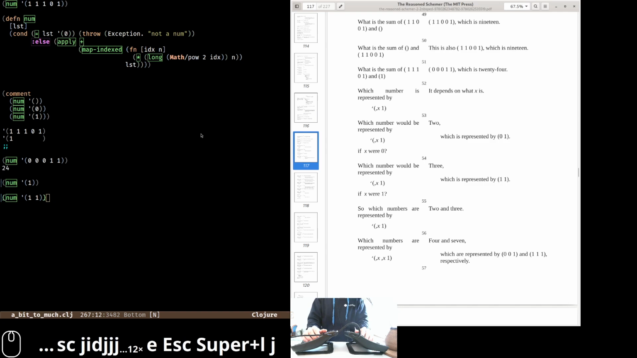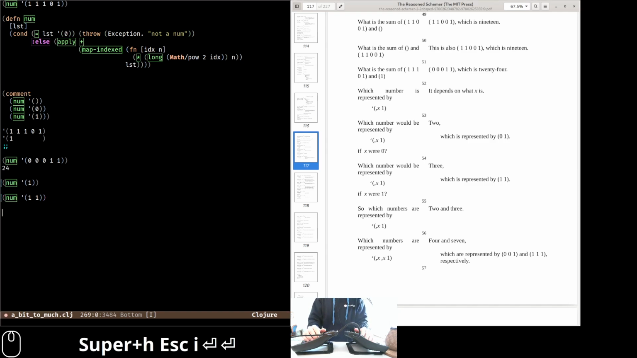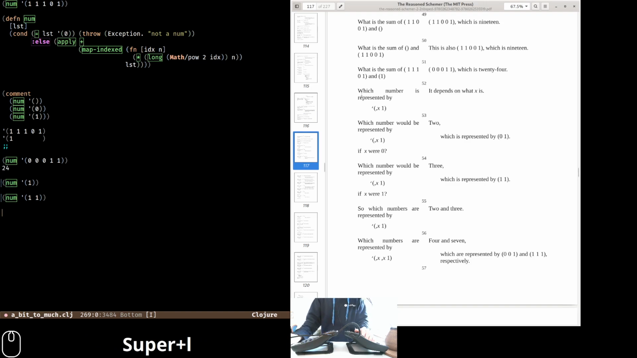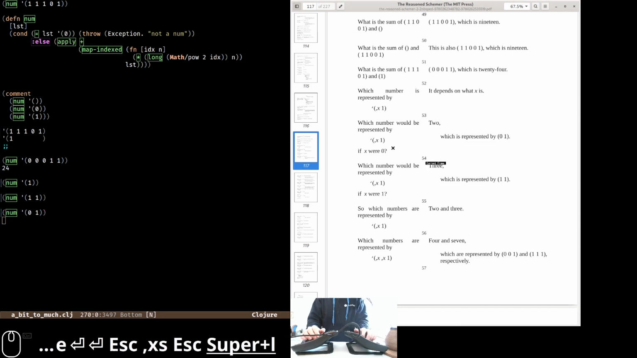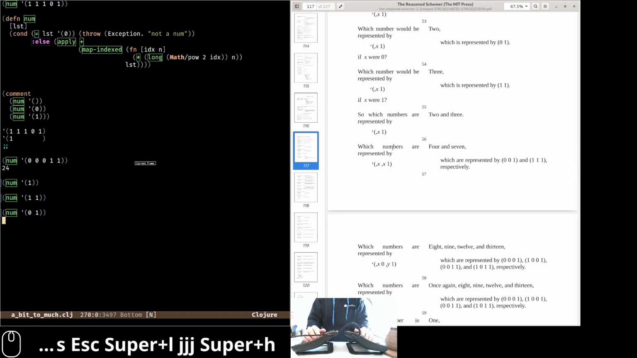Okay. Which number would be represented by a list where the first thing is x and the rest is 1? It depends on what x is. This is the same. So if this were 0, I could write it down like this. Yeah, and this is 2. Which number would be represented by, if this were 1? Then I could write it down like this, and it would be 3.